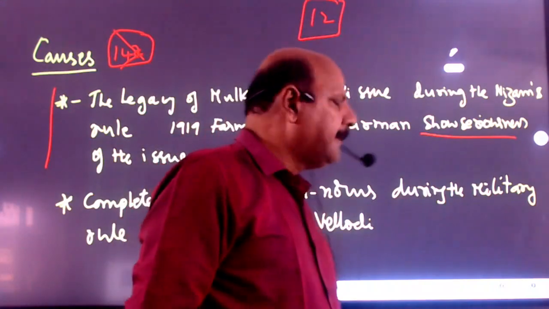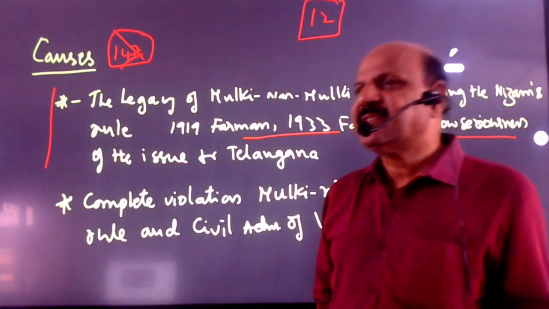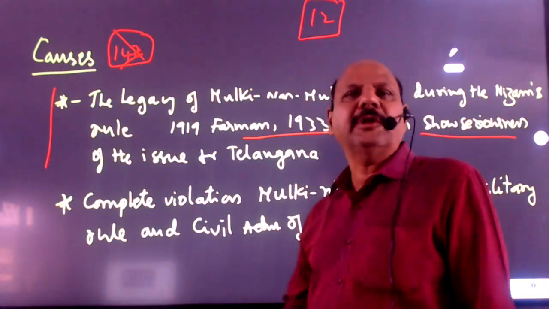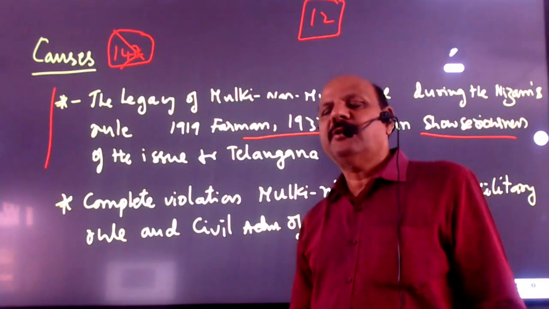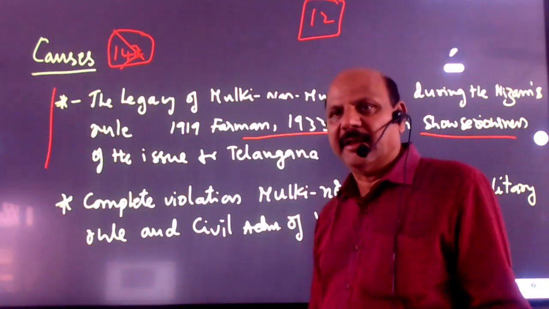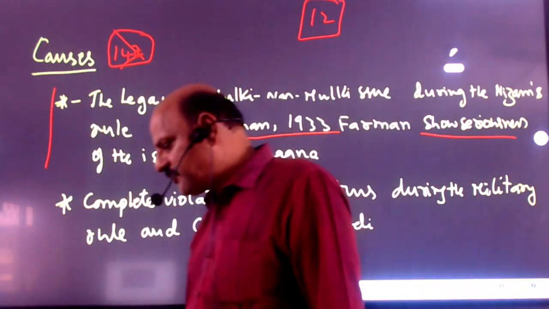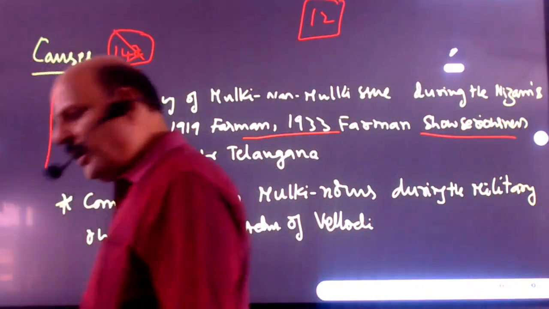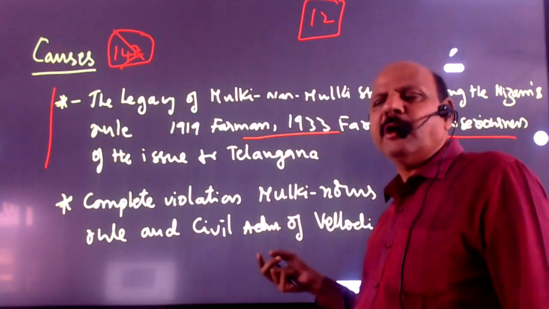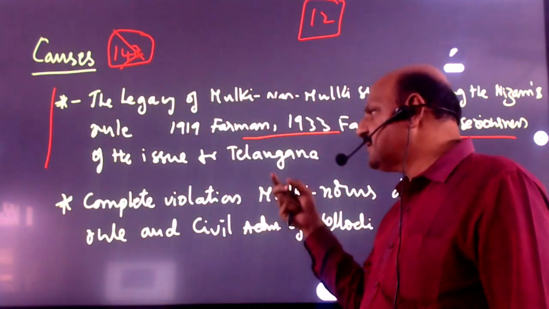Second point, in the previous class we had discussed one more topic, one more question, on how Mulki rules were violated during the military administration as well as military rule as well as Vellondi. That is one more question you can expect in the first unit. So we did talk about it. But here you simply mention one point, because you can't go on writing this in this essay.